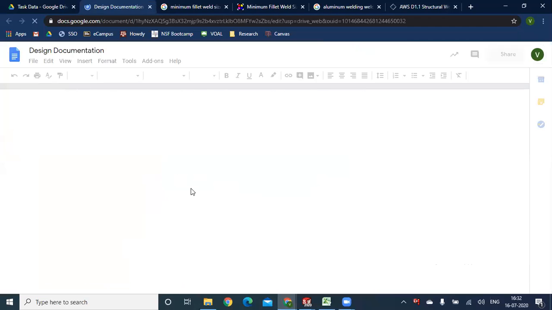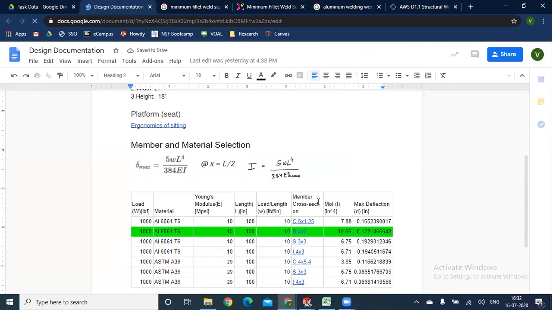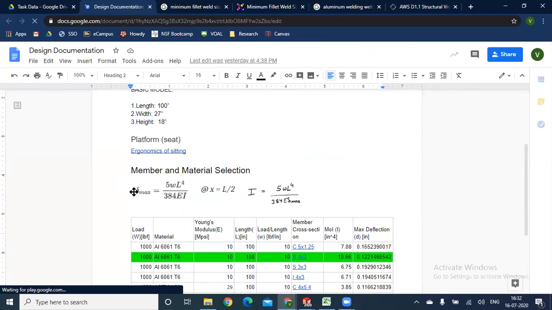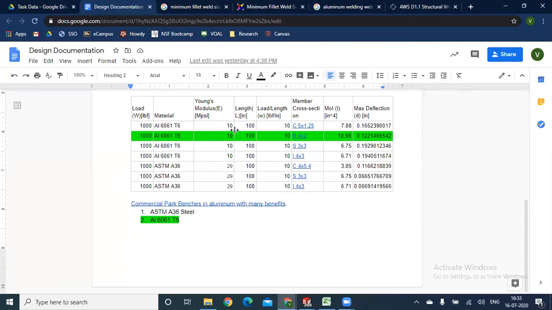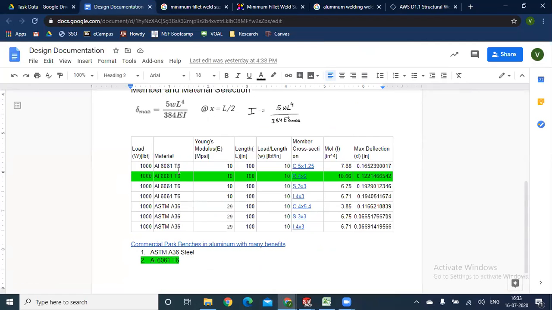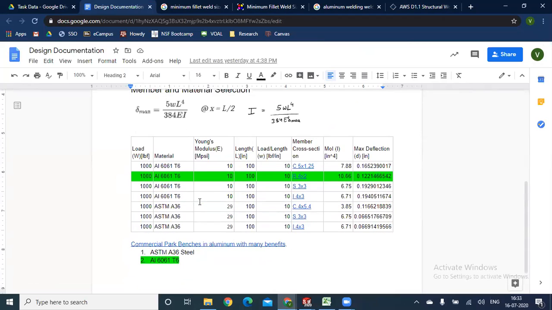So here's the design documentation that I made. Yeah, this is the deflection calculation I used, because this is simply supported with the uniform loading. And this is a table I made by using that particular calculation, and I considered 2 common materials that are widely available and in which structural members are obtained very easily.